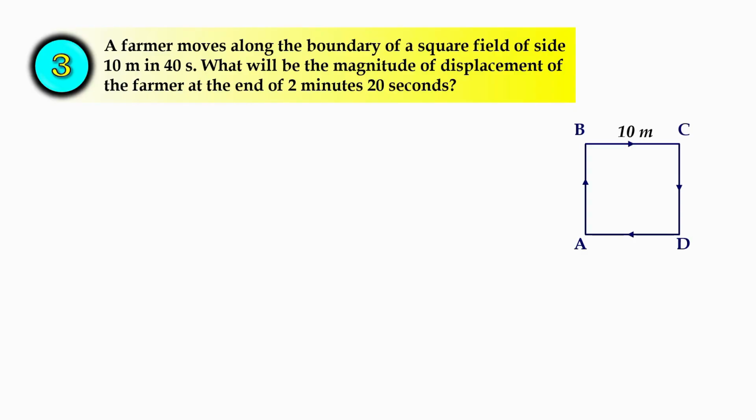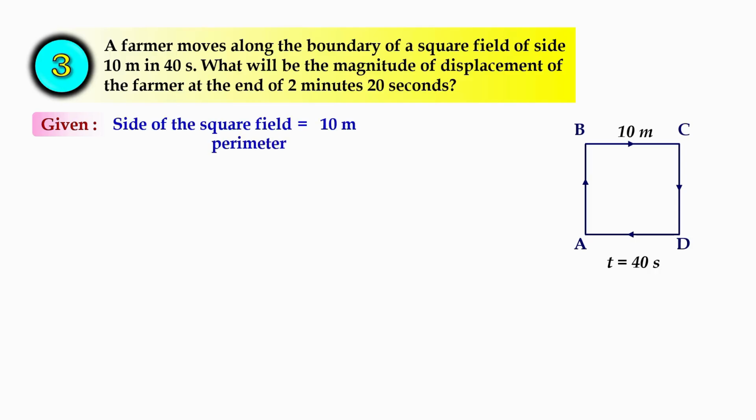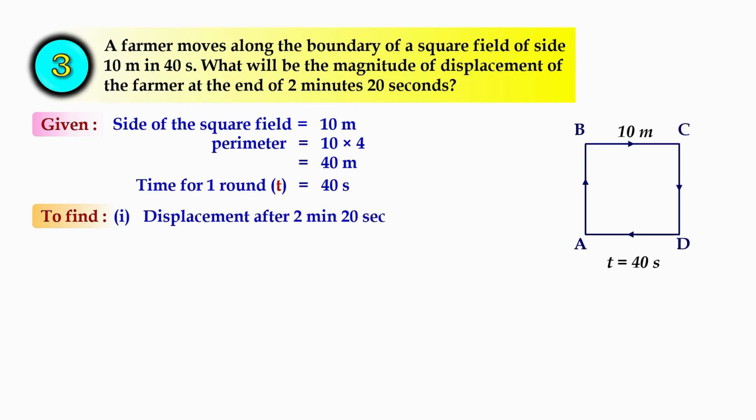First, let us write the given values. The side of the square field is 10 meters. The perimeter of the square field is 4 times the side, so it becomes 10 multiplied by 4, which is 40 meters. This means the farmer covers 40 meters in one round. The time taken for one round is 40 seconds. Now let us find the distance covered in 1 second. Distance covered in 1 second equals 40 divided by 40, which is 1 meter per second.